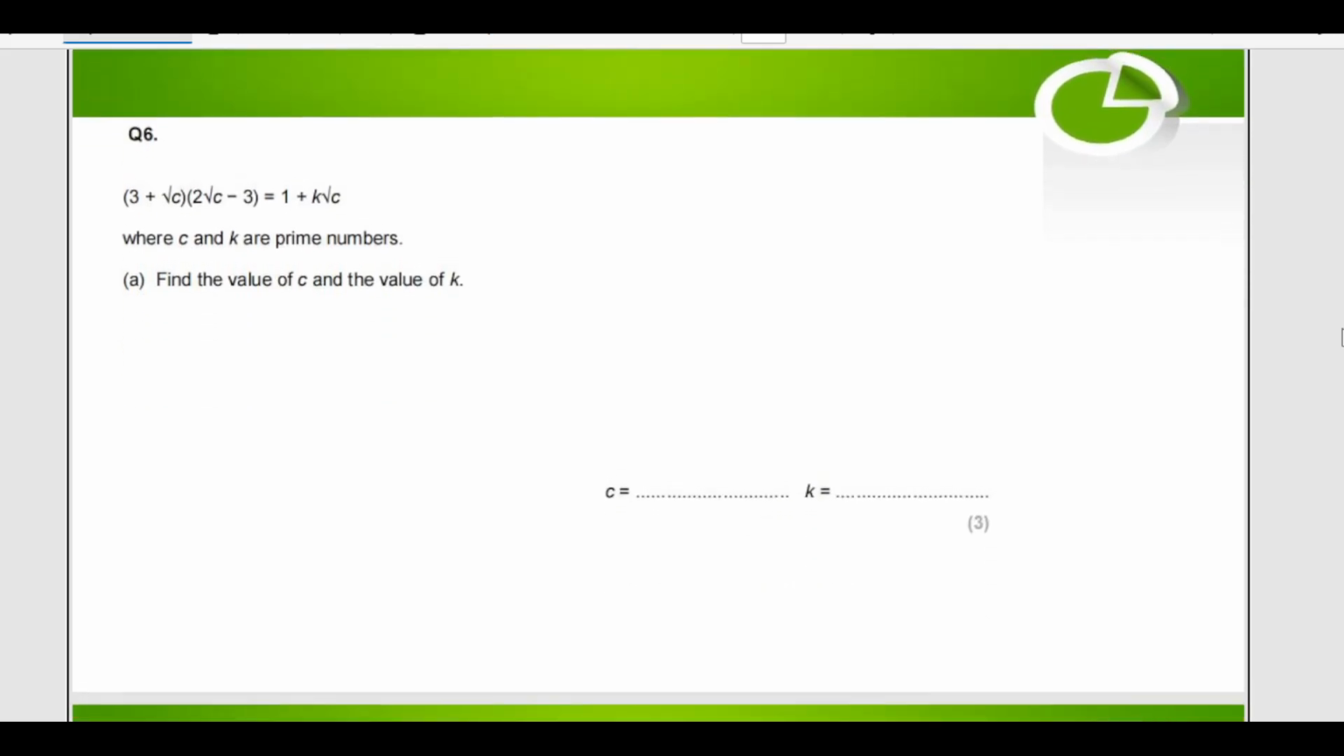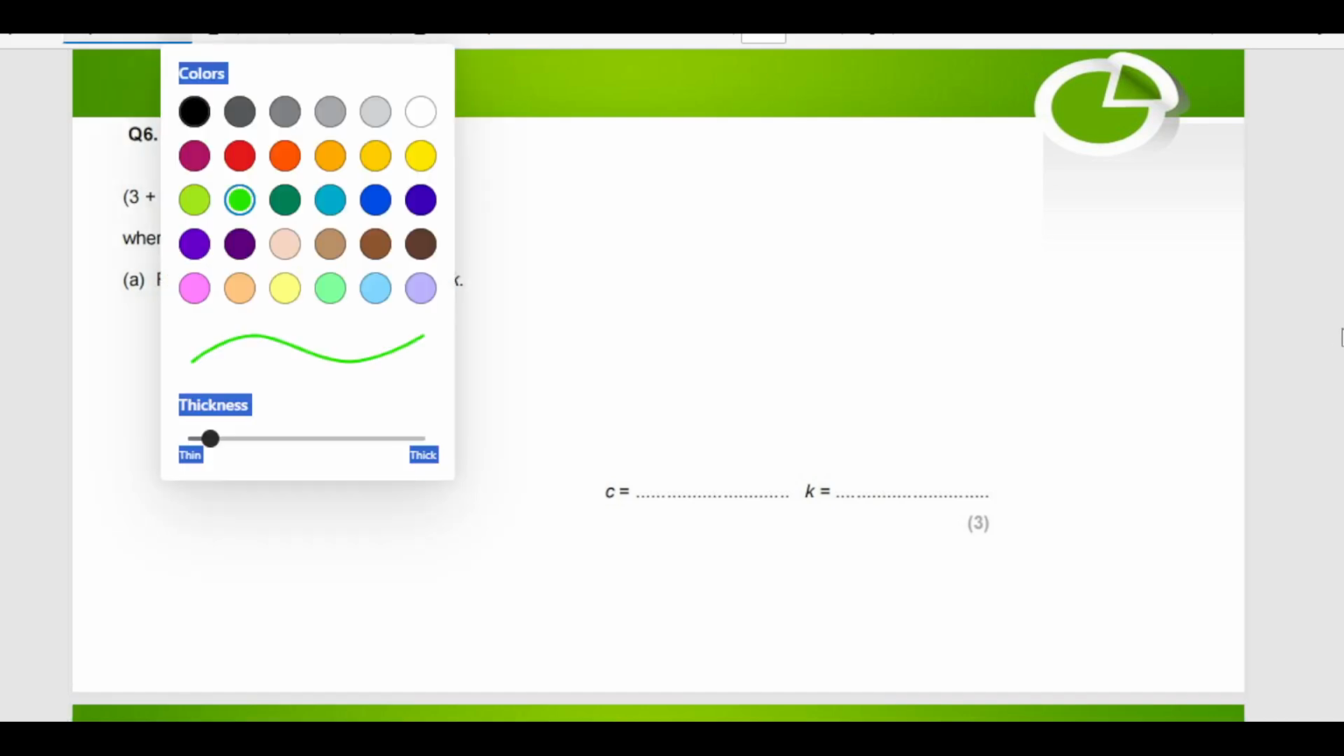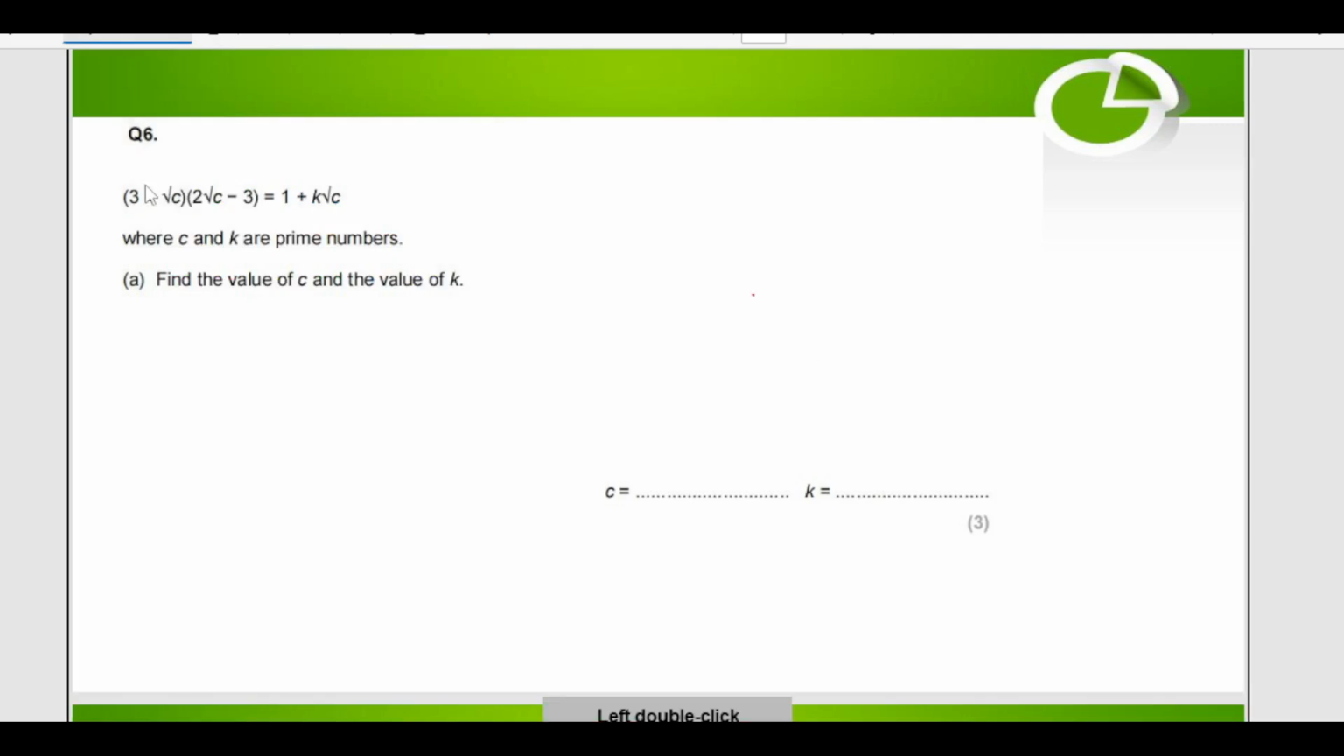Okay, now here we have another question, that is again we have to expand the brackets on the left hand side here. So I have this one here, when you multiply this 3 is going to multiply throughout, so it is going to be 3 into 2 root c minus 3 plus square root c, then 2 root c minus 3. So now you just expand again, 3 times 2 is 6 root c minus 9 plus 2, this square root c and square root c will become c, minus 3 root c.